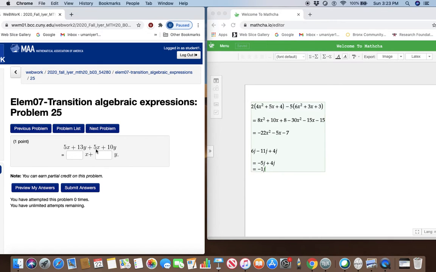5x plus 13y plus 5x plus 10y. Combine like terms. 5x plus 5x is 10x. 13y plus 10y is 23y.